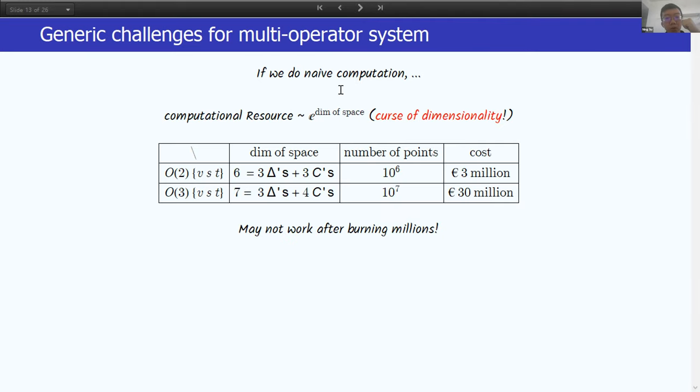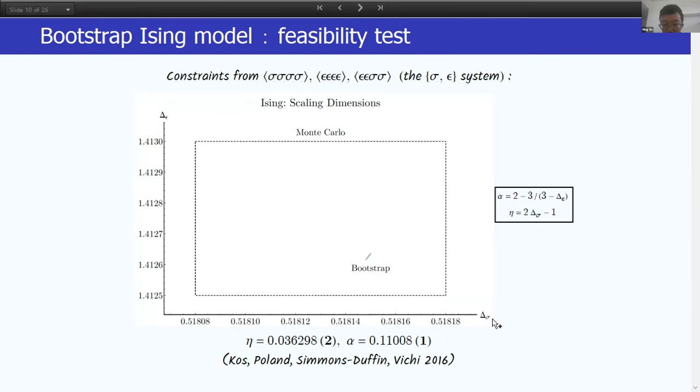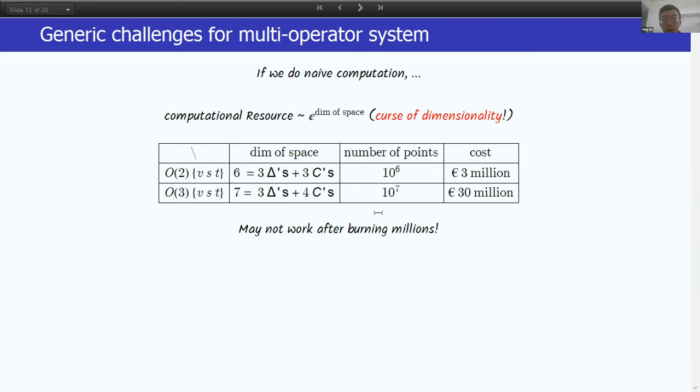The reason is that once you include more and more operators, you have the curse of dimensionality. Basically, for the feasibility test, you have to scan the space. For example, for this study, you have to scan the parameters delta sigma and delta epsilon. For each point, you have to do the test and ask if you can find the functional alpha or not. So this is a 2D scan, but when you include more and more operators, you have to scan a space of larger and larger dimension. For example, in the O(2) case, if we want to mix a vector, scalar and traceless symmetric tensor, the dimension we need to scan is six. We have to scan three scaling dimensions and three OPE coefficients.